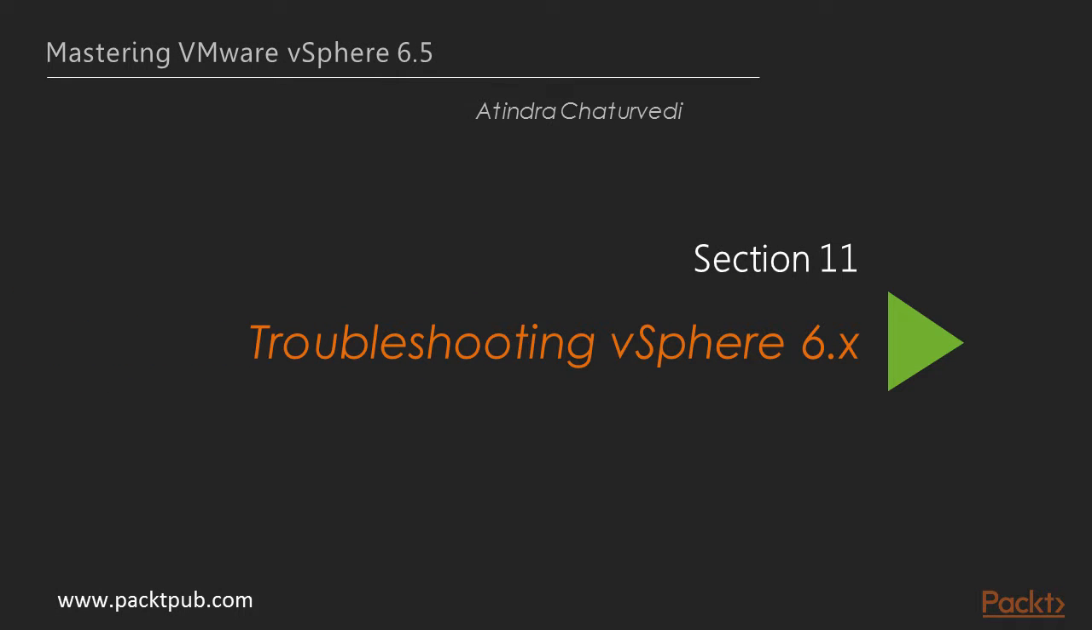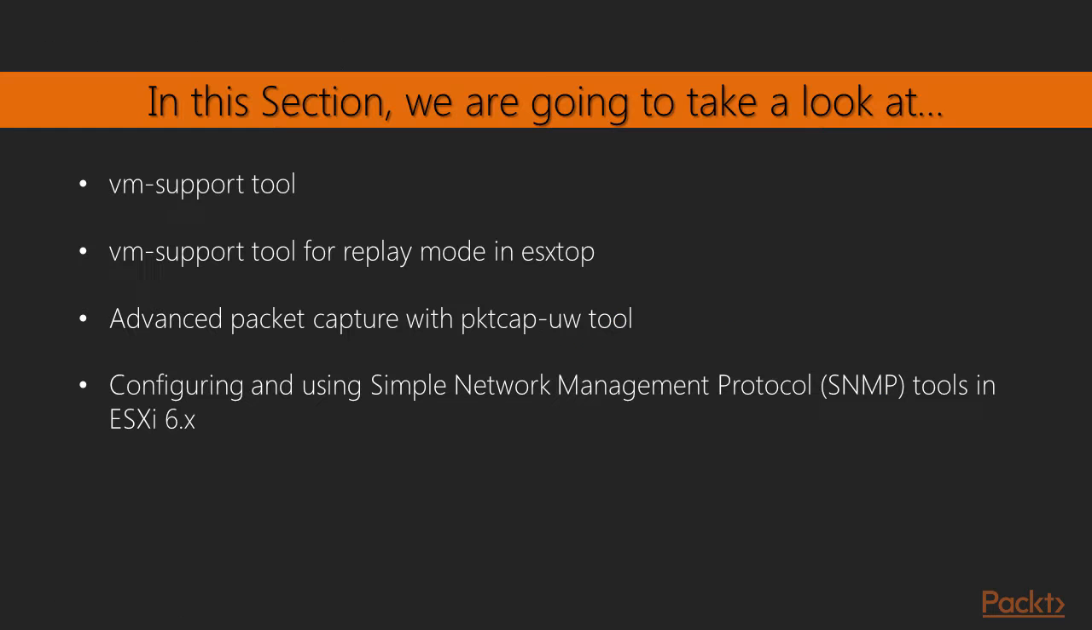In the previous section, we covered upgrading to vSphere 6.x. In this section, we will cover in detail troubleshooting vSphere 6.x. We will cover the VM support tool and another usage of the VM support tool for replaying information and performance statistics in ESX Top. We will also look at advanced packet capture with the packet capture UW tool.